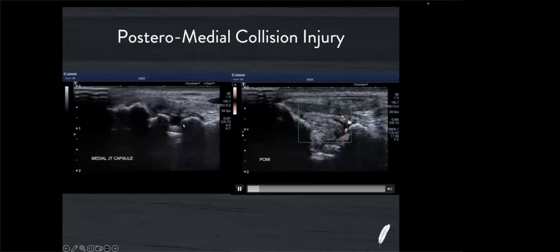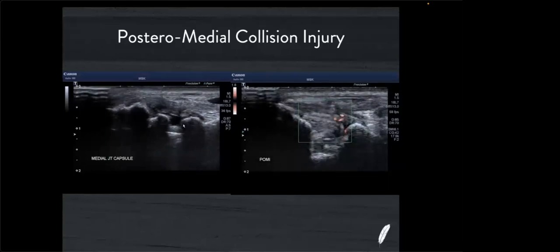And then when we put the Doppler on it, you can see this is quite vascular. So if this is in the acute phase, I think this is post-contusion hyperemia. But if it's been persistent for a few weeks after the injury, then I'm happy to determine that this is a POMI lesion, or a posteromedial impingement lesion, which is consistent with a more chronic type of synovitis that may then well lead on for months.